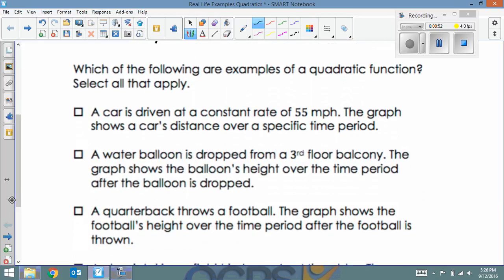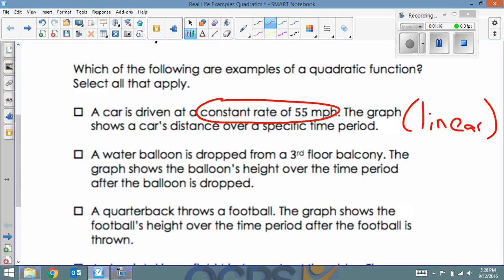All right, so here are some examples, and here's a question that says, which of the following are examples of a quadratic function? A car is driven at a constant rate of speed of 55 miles per hour. The graph shows the car's distance over time of a specific time period. This is not a quadratic function. The reason is because it goes at a constant rate. This is a linear function here, not a quadratic, a linear.